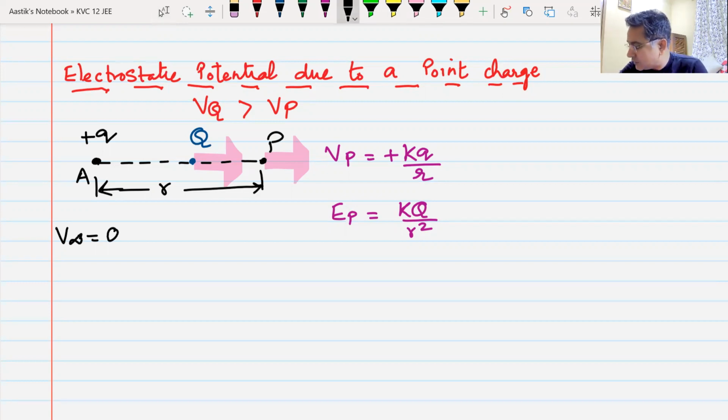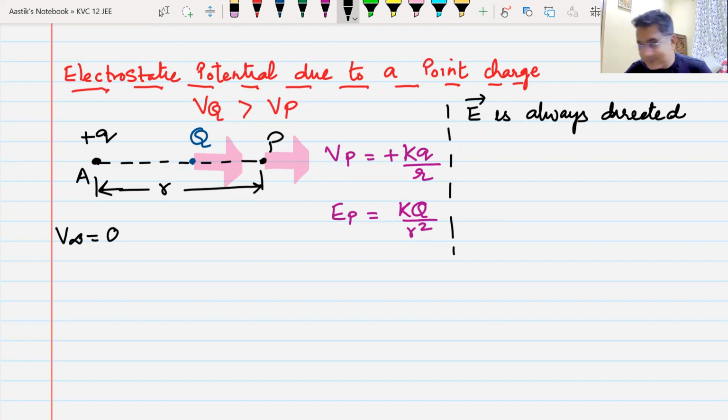Okay. It seems like it has gone above your heads. Electric field is always directed from a point of higher potential to a point of lower potential.